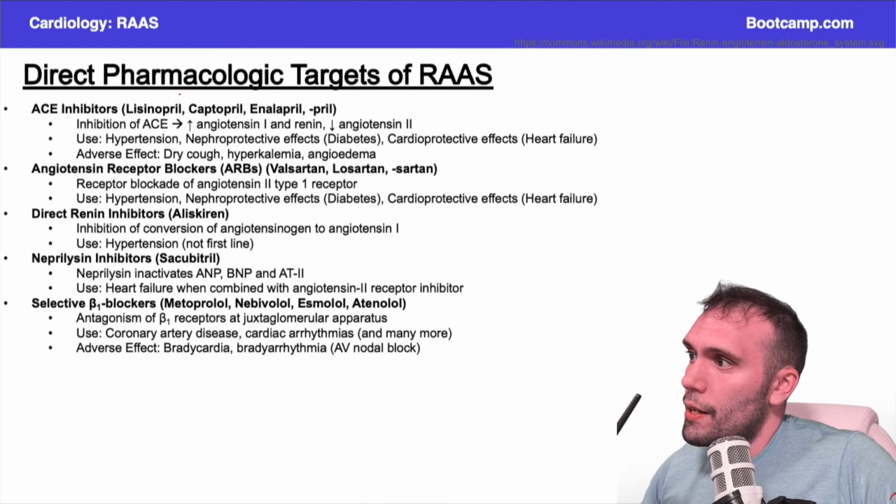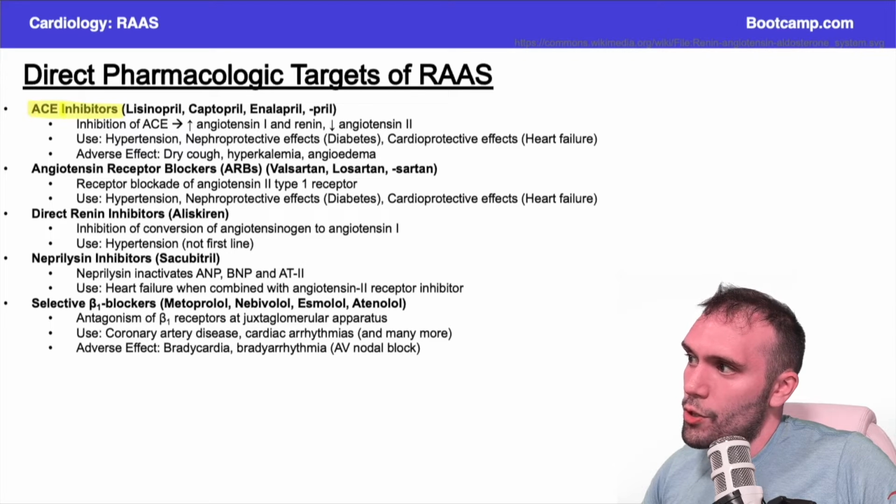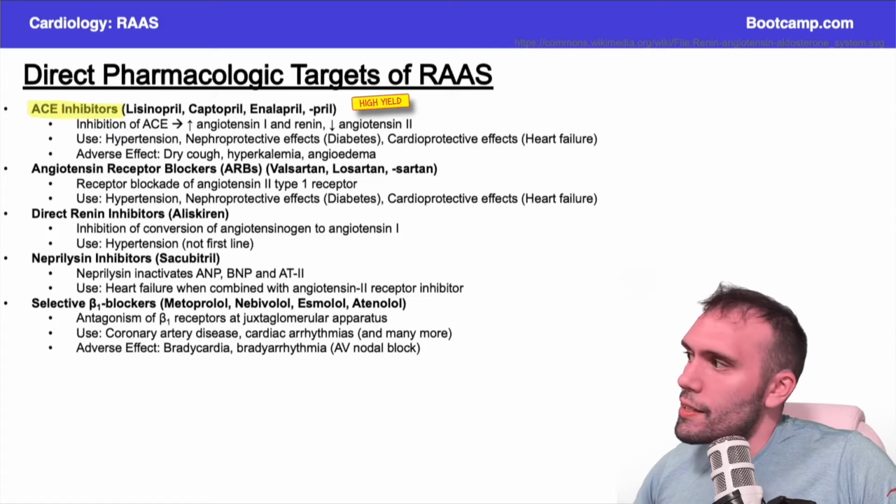Let's quickly talk about some of the direct pharmacologic targets of the RAAS system and just put this all together. So the first one on here is probably the highest yield. These are going to be the ACE inhibitors. Now remember, these are going to inhibit the angiotensin converting enzyme.